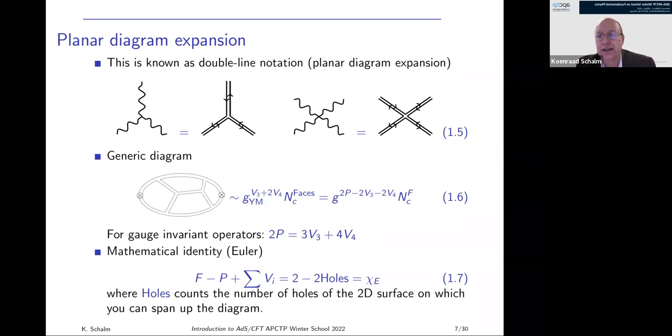And this was a beautiful realization by 't Hooft, because this object, like I said, is like a tiling of a 2-dimensional surface with a number of faces. And Euler had already realized in the 18th century that there is a mathematical identity that relates the number of faces to the number of propagators and the number of vertices. The number of faces minus the number of propagators plus the number of vertices is precisely 2 minus 2 times the number of holes in this 2-dimensional surface. And h counts the number of holes in the 2-dimensional surface on which you can span up the diagram.